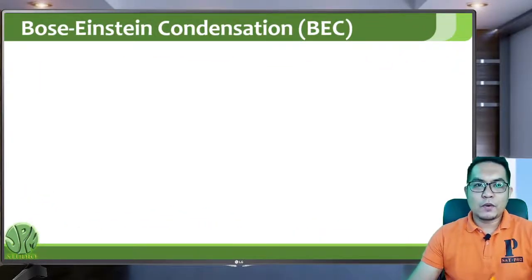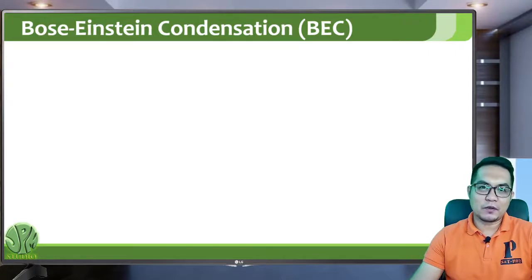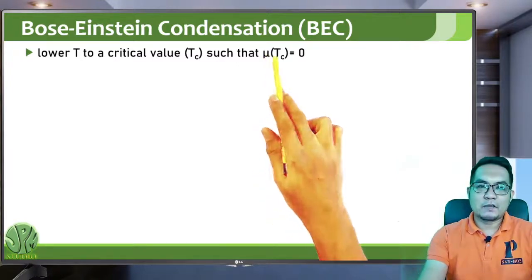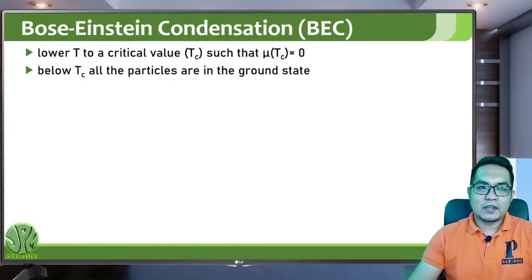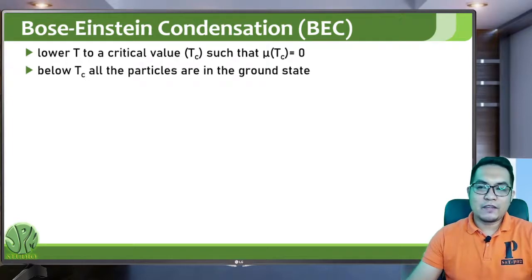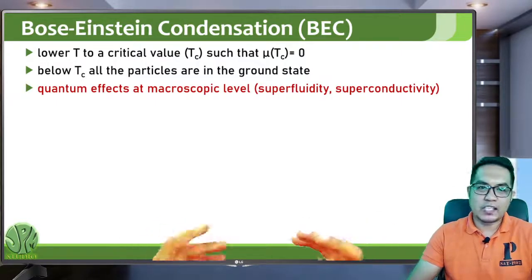So for Bose-Einstein statistics, one application is what we call BEC, or Bose-Einstein condensation. This actually happens when you lower the temperature of a material, such as a gas or plasma, to a critical value, Tc, such that its chemical potential energy becomes 0. So below the critical temperature, all of the particles in your material are in the ground state. Meaning, this material will exhibit quantum effects at the macroscopic level.